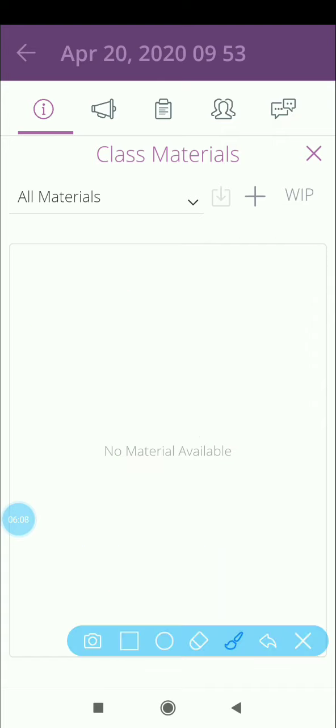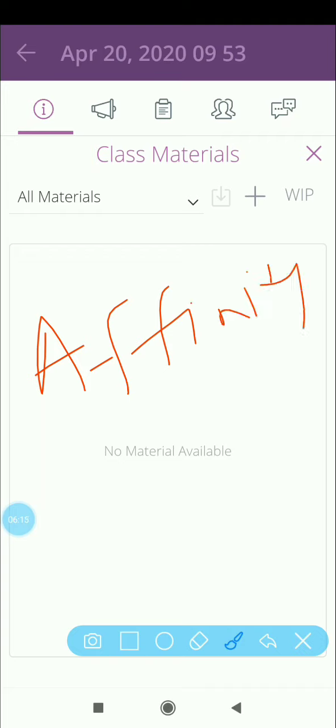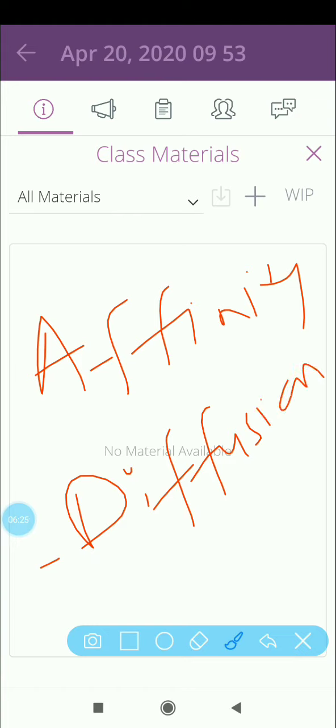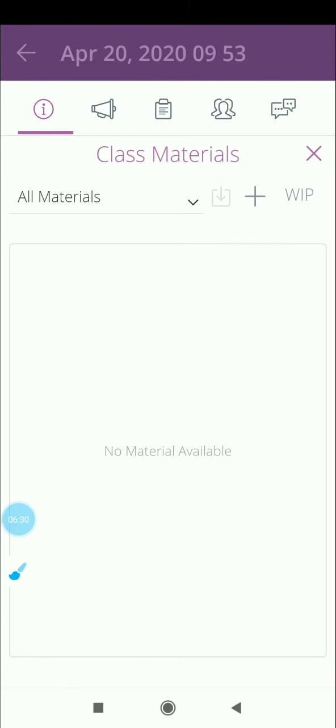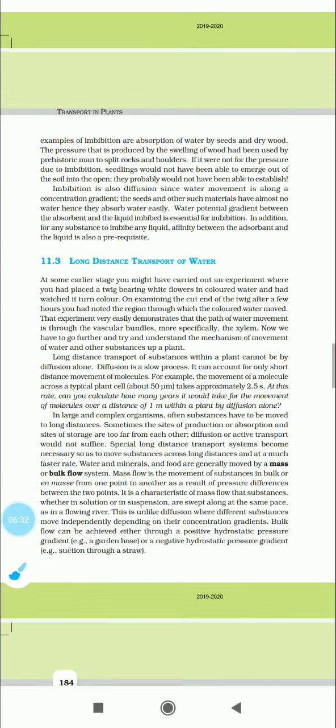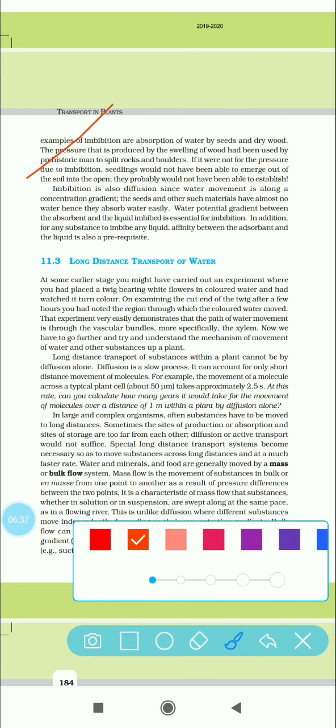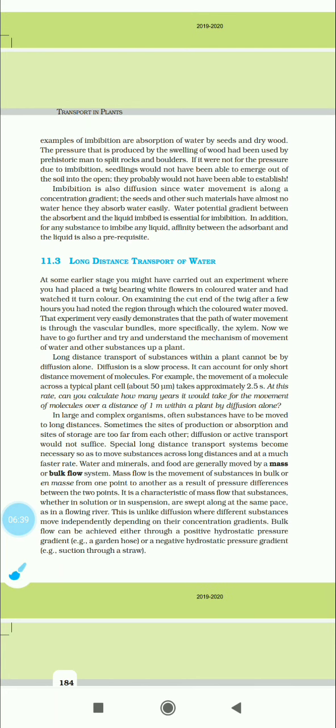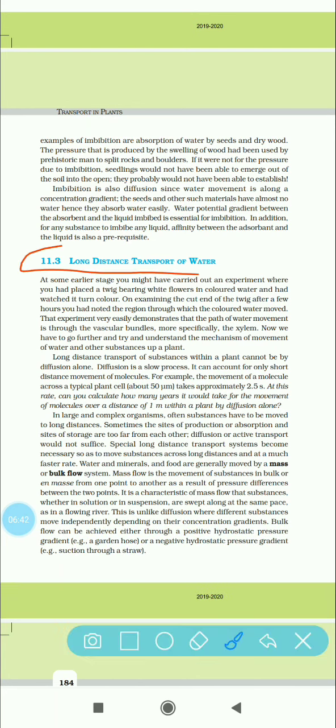Also, for imbibition to happen there must be some sort of affinity between the absorbent or adsorbent which will absorb the water and the substance. Imbibition is simply based on what we call diffusion. So that was how I can sum up the entire part of the imbibition. It's easy, but they have asked questions from the definition part, so just go through this part. Now next we'll discuss the long distance transport of water.